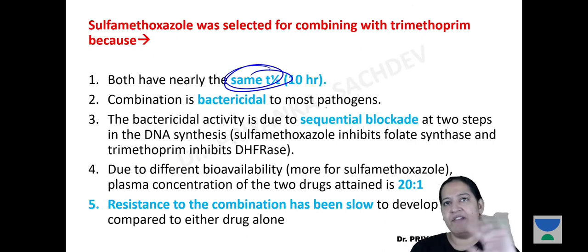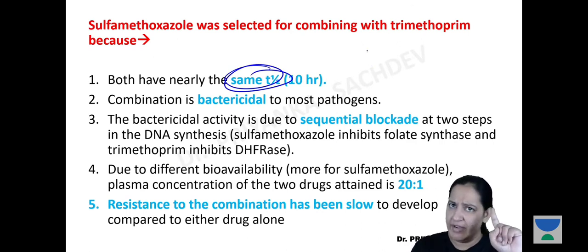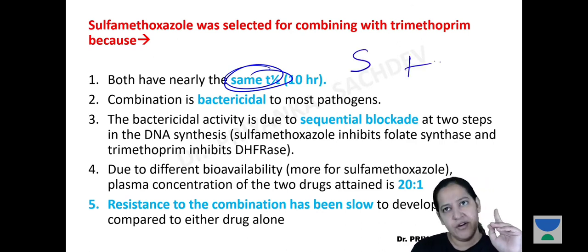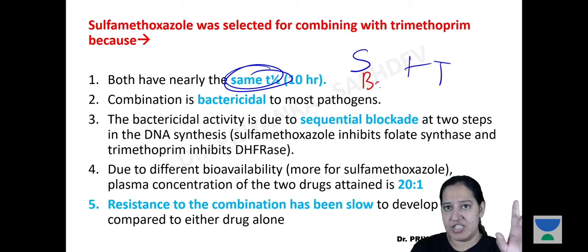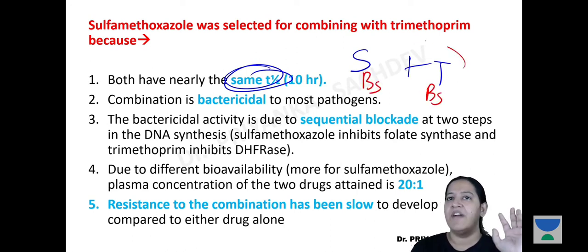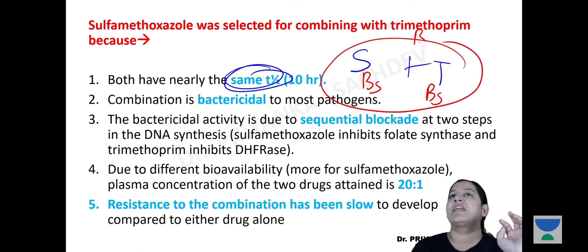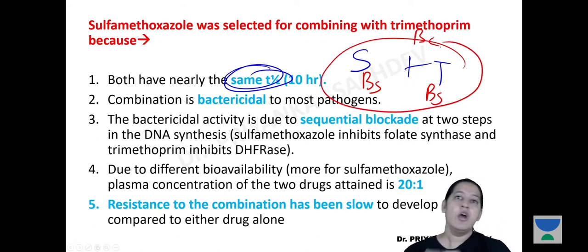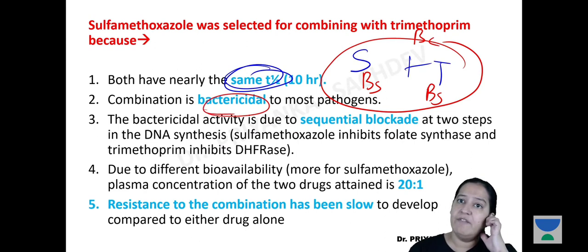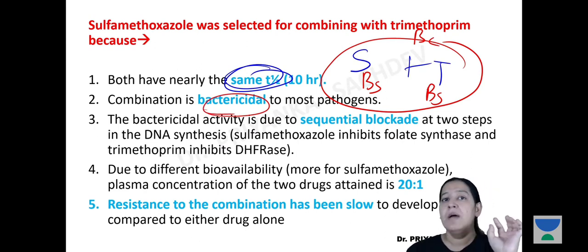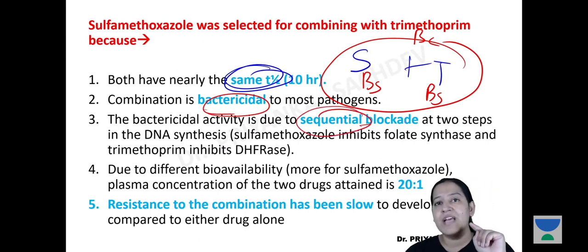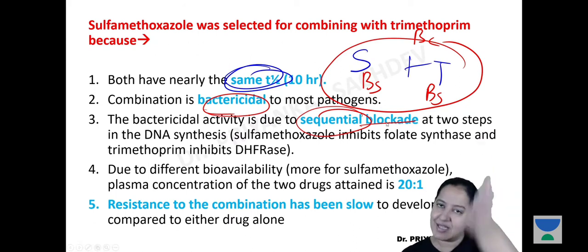If I give individual sulfonamide or individual trimethoprim, they are bacteriostatic. But if I give the combination, it is bactericidal. Again, important MCQ. The combination is bactericidal. Individual ones are bacteriostatic, because both of them are blocking sequential steps in the synthesis of folic acid.